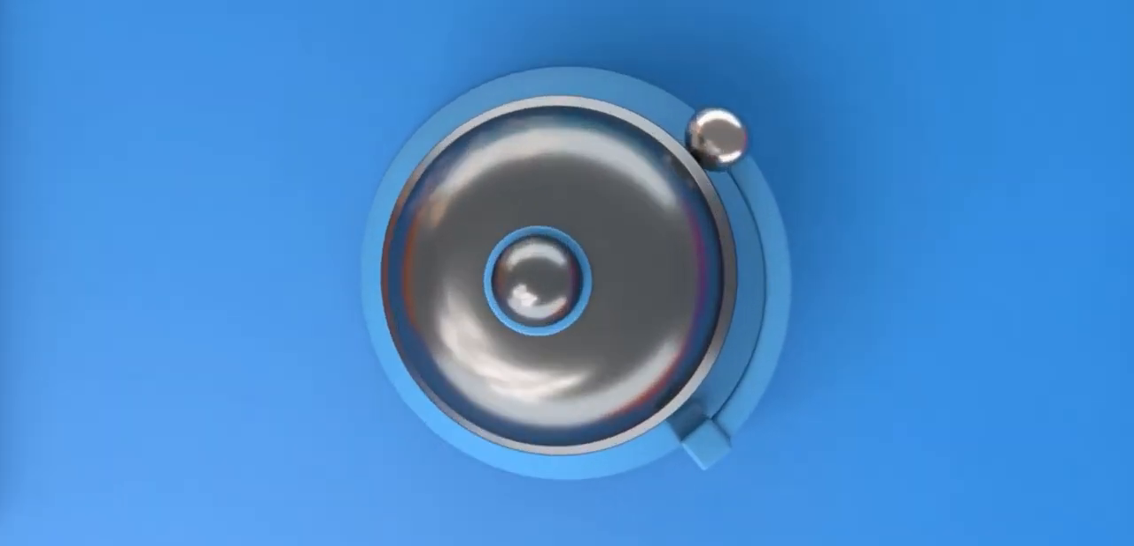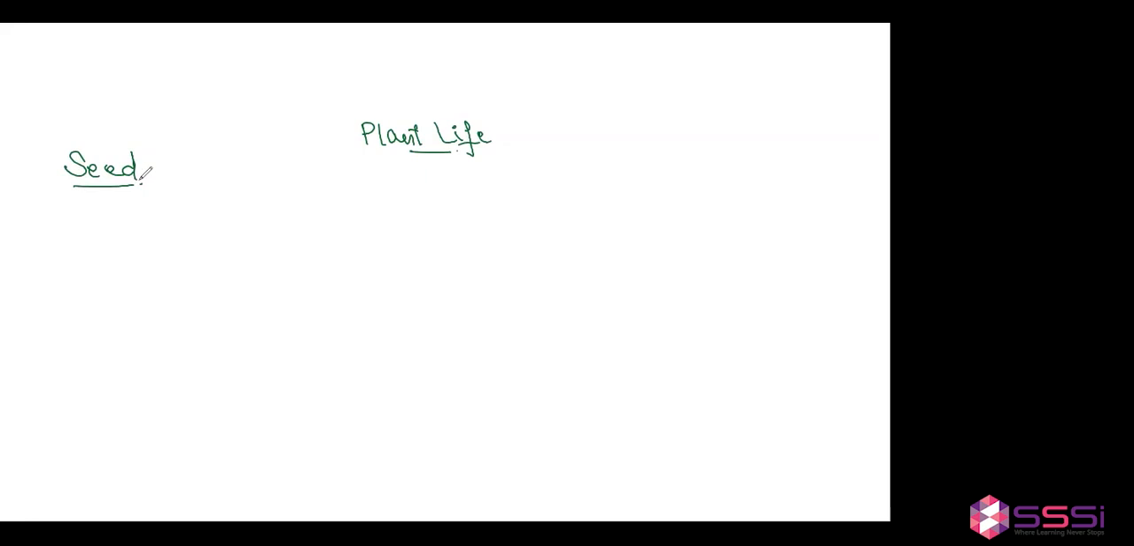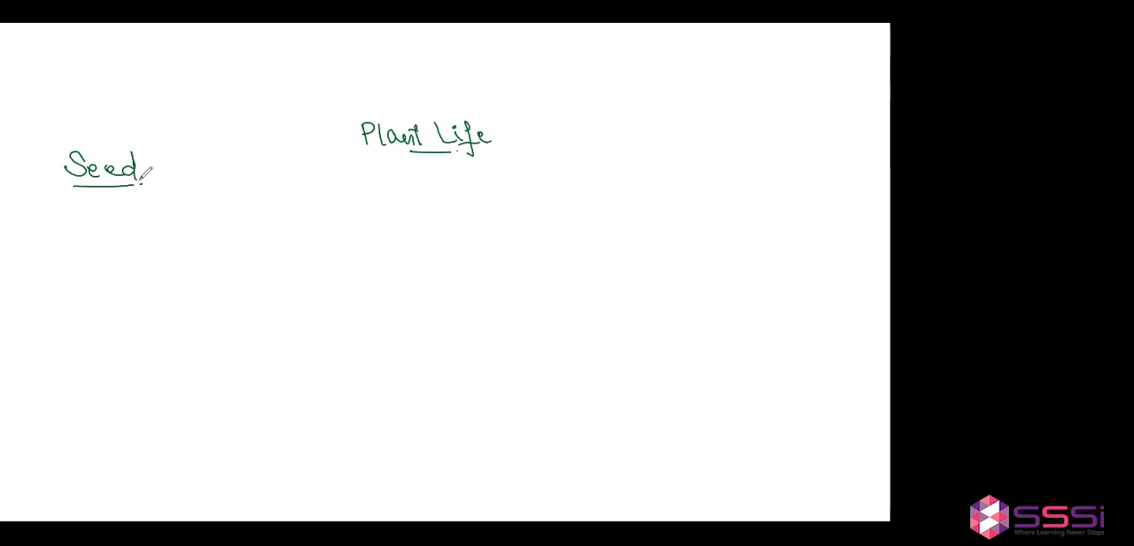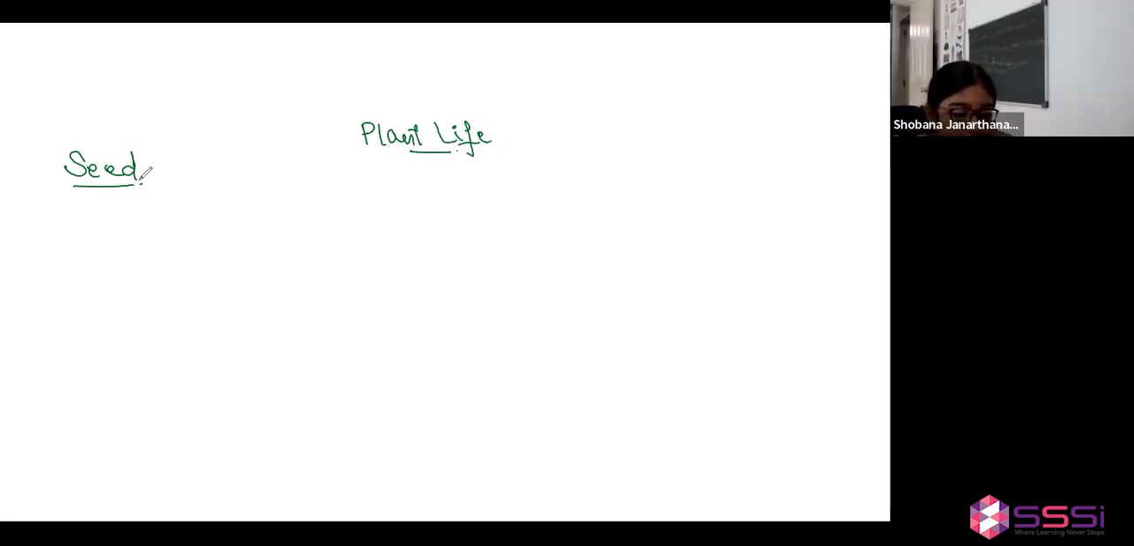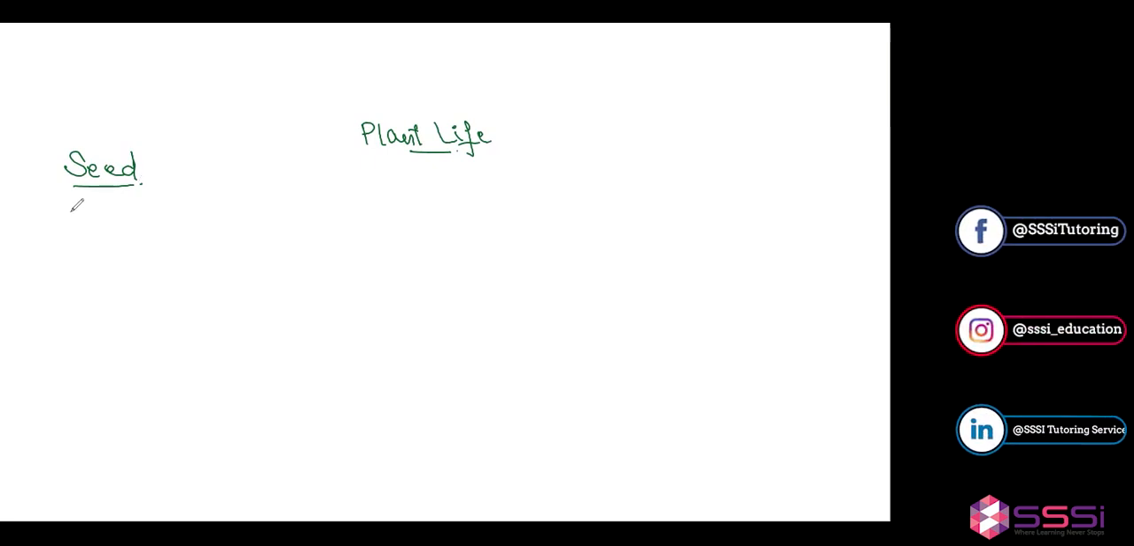So we start with the topic seed. So what is seed? Ma'am, seed is a small pulse, and from it comes the plant. It is the baby of a plant. Seed is a part of the flower. Yes, it is the part of the flower which gives birth to a new plant.